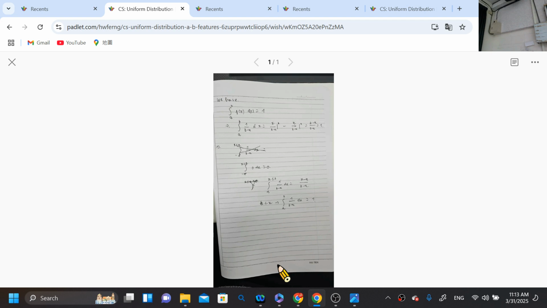But in fact, we ask why the PDF follows the form 1 over B minus A. It's easy. You can refer to that figure. That figure says we have a constant. That constant should have the area of 1 here. And the width is B minus A. So what's the height? The height should be 1 over B minus A. Am I right? So this way should be the correct way.